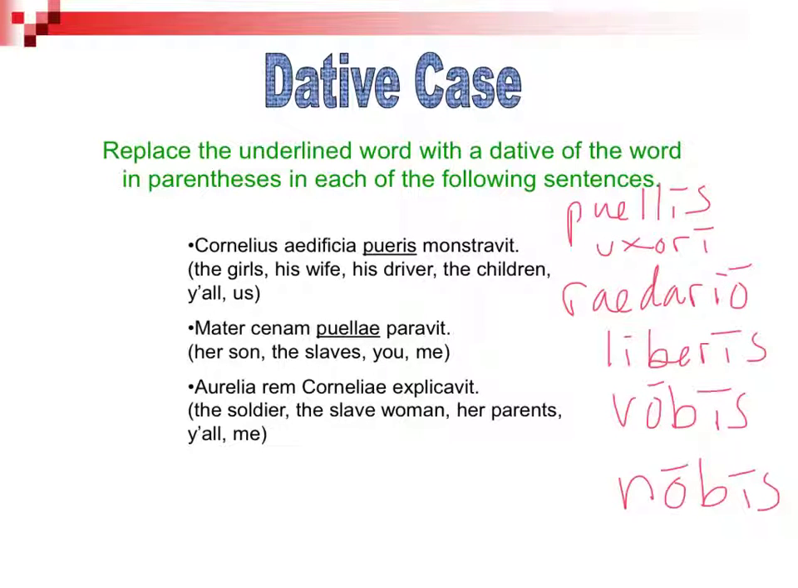So here are the answers to the first one. Cornelius monstravit showed the buildings to the boys. To the girls would be puellis. To his wife, uxori. To the carriage driver, raedario. To the children, liberis. To y'all, vobis. And to us, or us all, nobis.